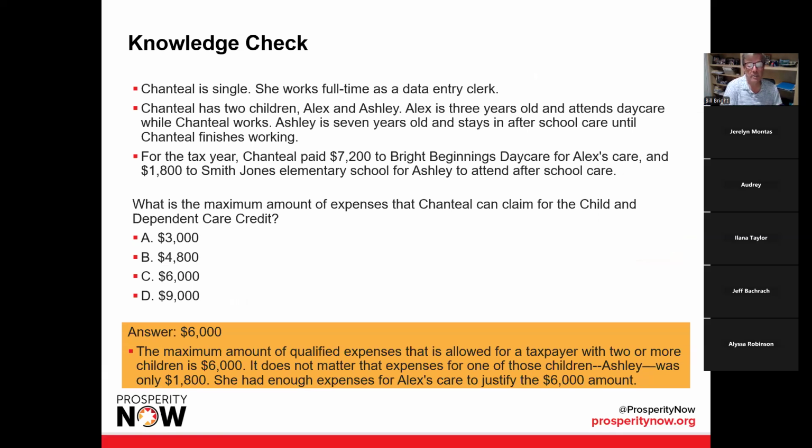So here is Chantil. She's single. She works full time as a clerk. She has two children, Alex and Ashley. Alex is 3 years old and attends daycare while she works. Ashley is 7 and stays in after school care until she finishes work. For the tax year, she pays $7,200 to Bright Beginnings for Alex and $1,800 to Smith Elementary for Ashley to attend school. What's the amount of the maximum expenses? Maximum is $6,000, because although the total adds up to $9,000, they can only do $6,000 for the two children, and that's how the credit's calculated.